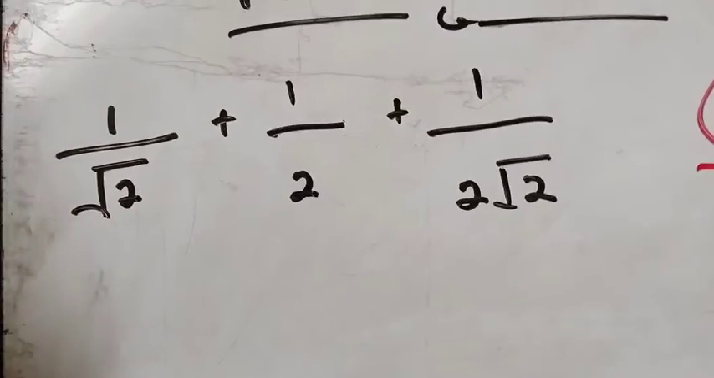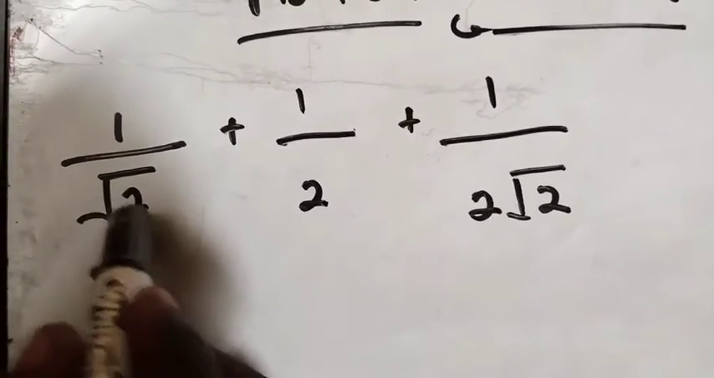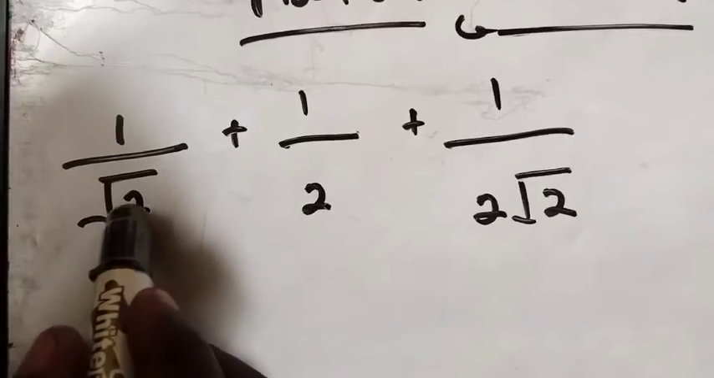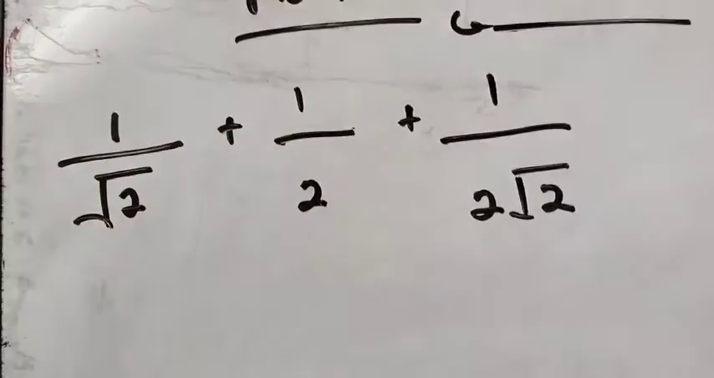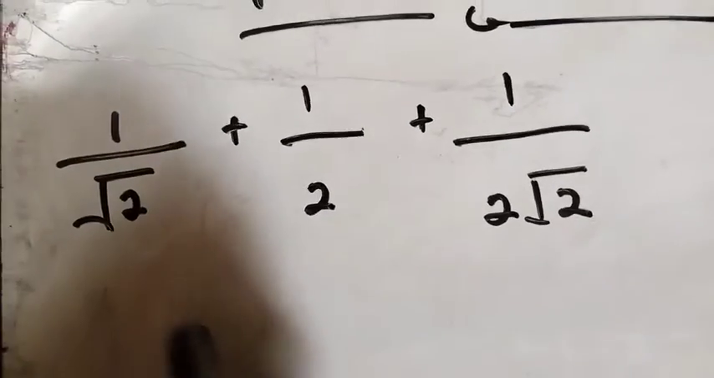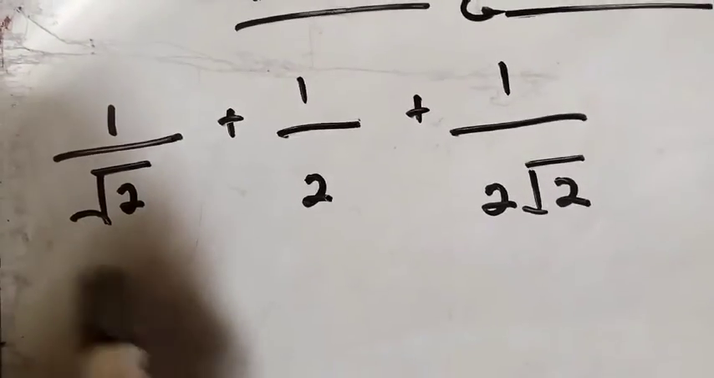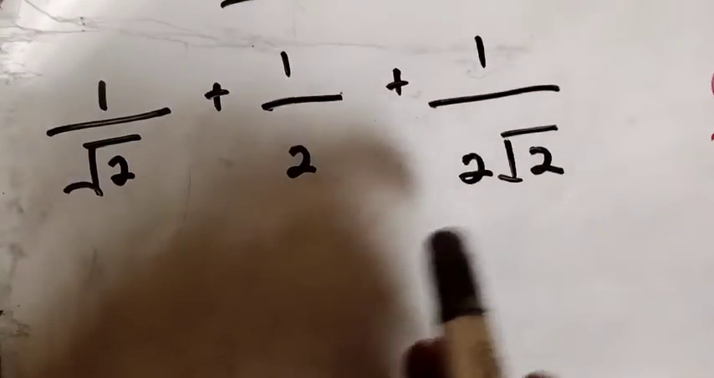Now, you may stay here to the end if you have a complicated one, maybe two or more terms at the bottom with a radical. How do you do that? You may stay to the end of the video so that you see all the tricks. Now, look at something. You have three terms: 1 over root 2, plus 1 over 2, as well as 1 over 2 root 2. So this is what we are having.